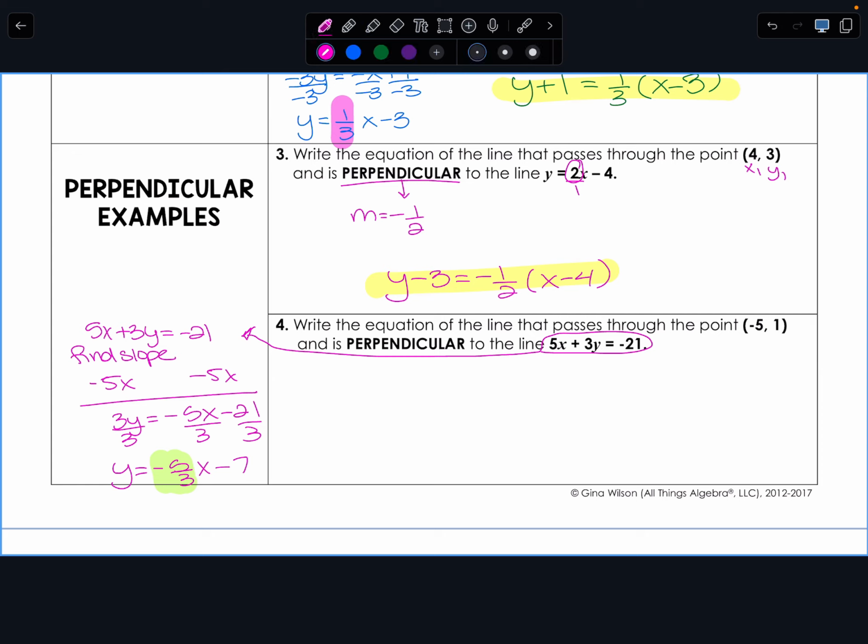So then my perpendicular slope would be an opposite reciprocal. So it'll be a positive 3/5. It was negative before, it's now positive, and then I flip the fraction. I have an x1 and a y1. So I have y minus 1 is equal to 3/5 times x minus a negative 5. So y minus 1 is equal to 3/5 x plus 5.